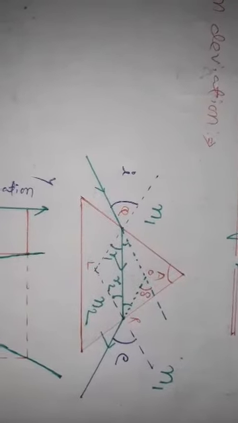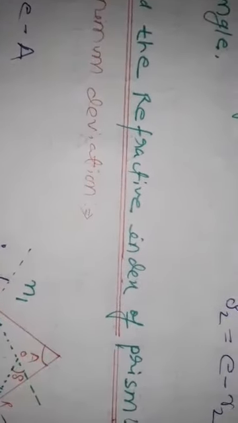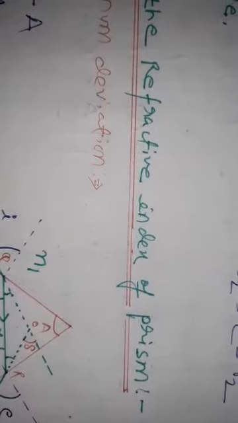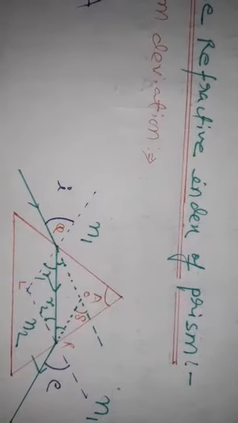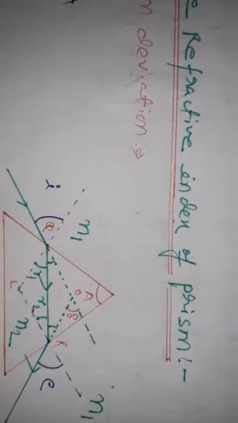Here we have considered again the previous figure which I have drawn. What is the angle of minimum deviation? First we have to find the condition for minimum deviation. What is the minimum deviation? If the angle of incidence is increased gradually, then the angle of deviation first decreases, then attains a minimum value, and then again starts increasing.